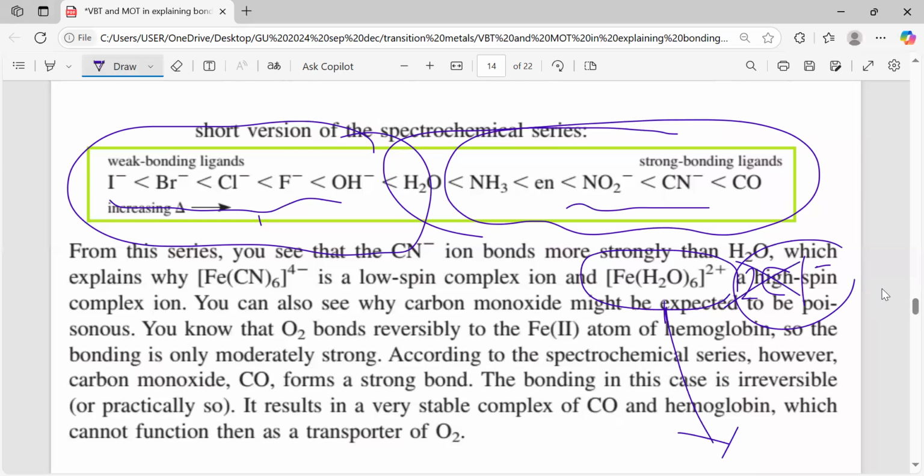From this series, you can see that the cyanide ion bonds more strongly than water, which explains why the iron cyanide complex is a low spin complex and the water complex is a high spin complex.